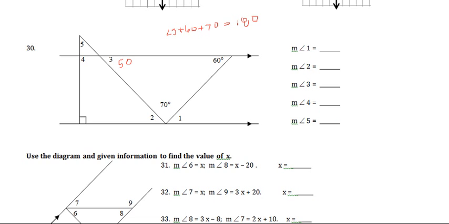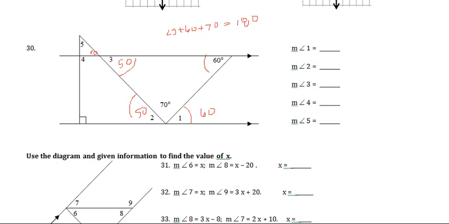Okay. It also told me that these are parallel, which means that if this is 50, this has to also be 50 because they are alternate interior angles. The same thing with 60 and this one. Those are alternate interior angles. That needs to be 60 degrees. And we're trying to find out what this is. If I have this triangle up here, this is going to be 50 degrees because they are vertical angles.